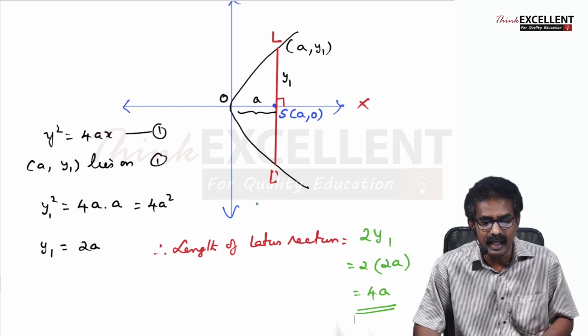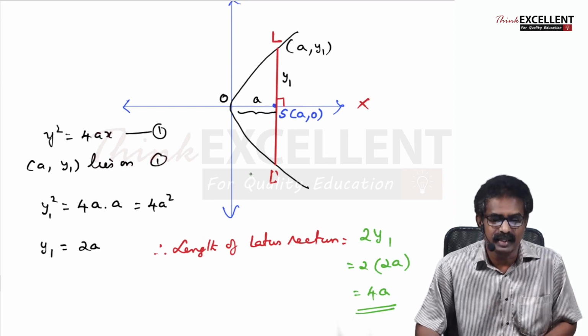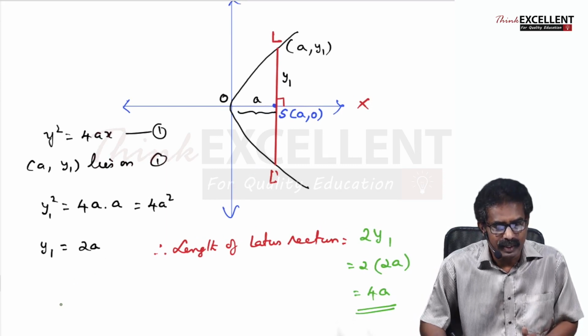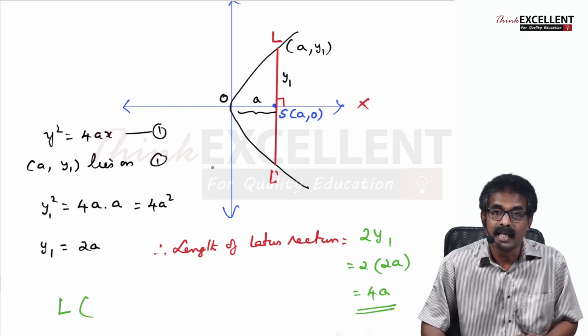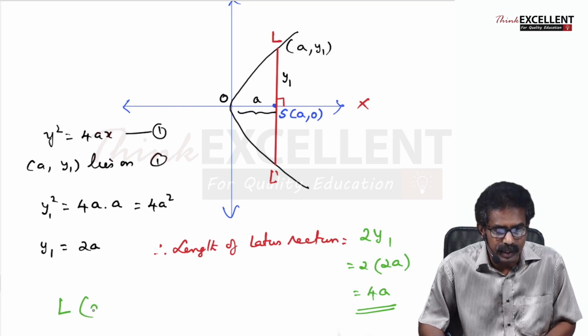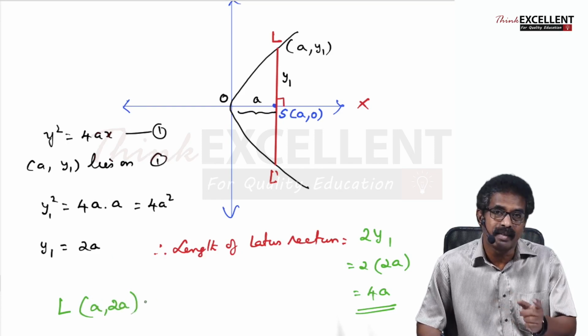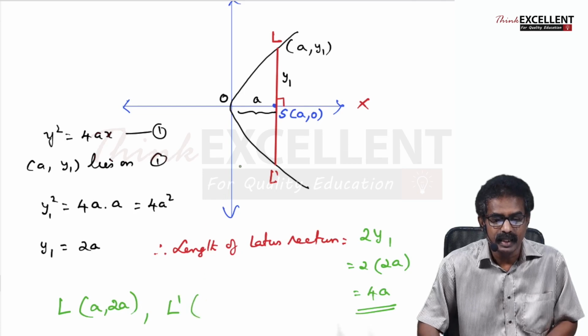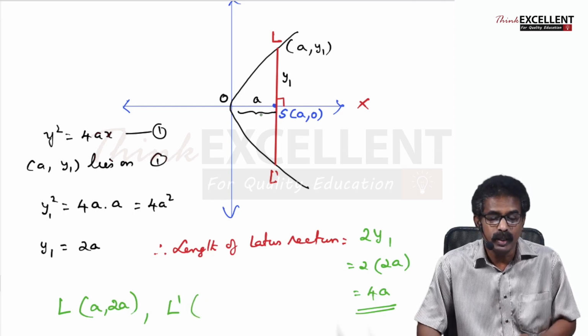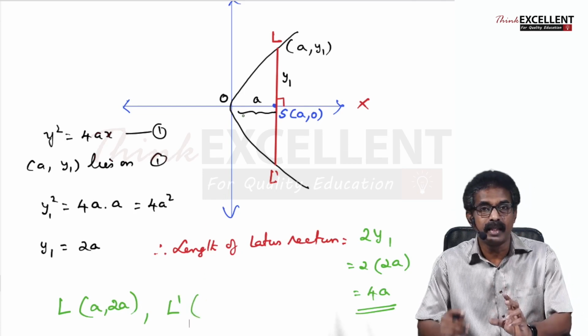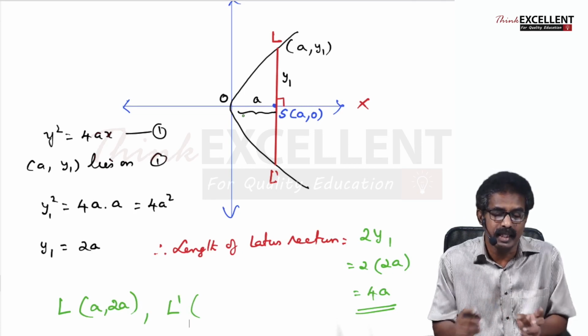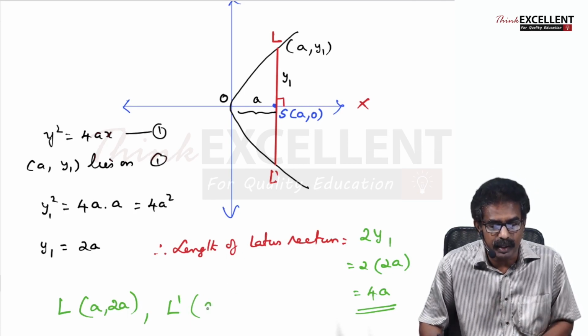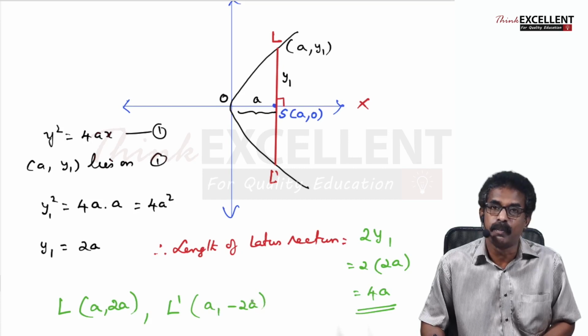The coordinates of L and the coordinates of L'. Already you know, it's very simple, right? L is the point. Can you say what is (a, y1)? a is a only. Y1 value, got it. What is y1? 2a. So this is one end of the latus rectum. The other end is L'. The x coordinate is the same, the y coordinate is y1 only, but it is in the 4th quadrant, so you have to take negative. So it is (a, minus 2a). So this is another important result.